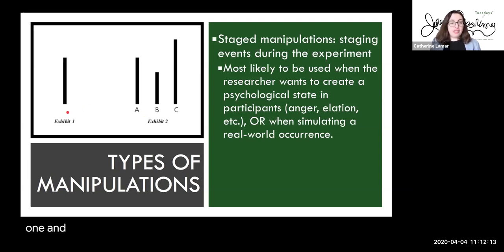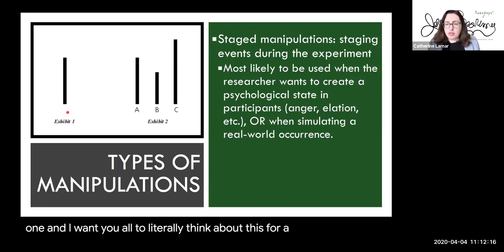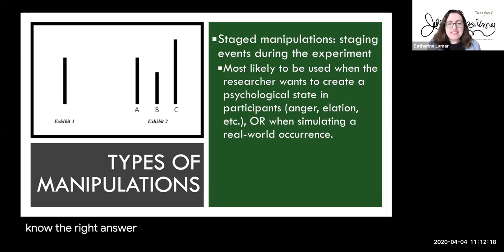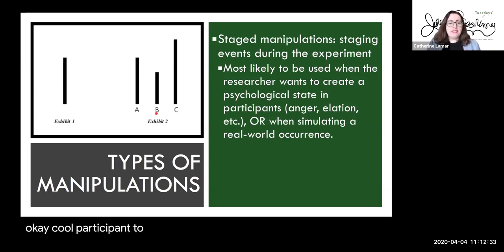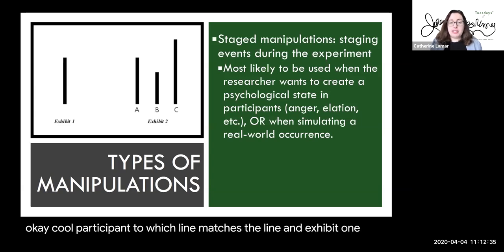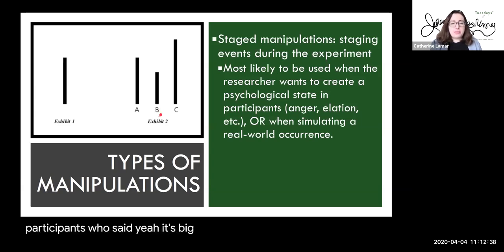And I want you all to literally think about this for a second. Do you know the right answer? Okay, I think I do too. And so the researcher said to participant 1, all right, participant 1, which line in Exhibit 2 matches the line in Exhibit 1? And that participant said, line B. And the researcher said, okay, cool. Participant 2, which line matches the line in Exhibit 1? And participant 2 said, yeah, it's B. Participant 3, B. Participant 4, B. Participant 5, B. Participant 6, B.